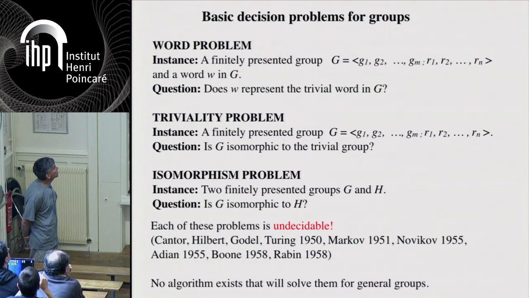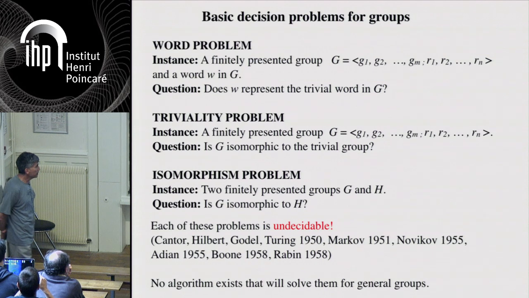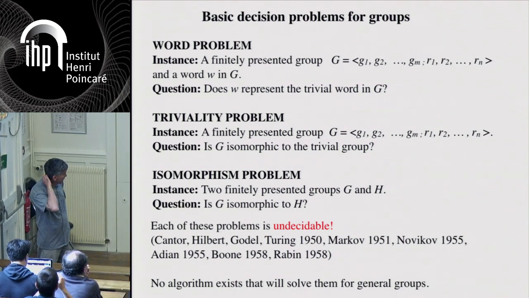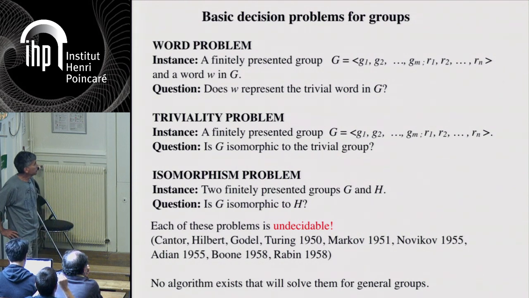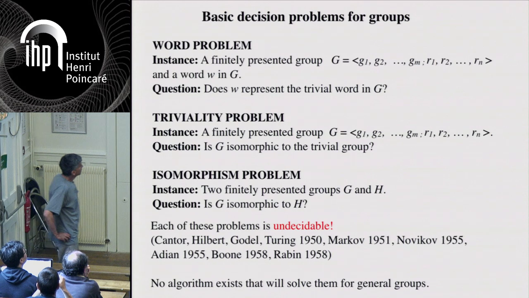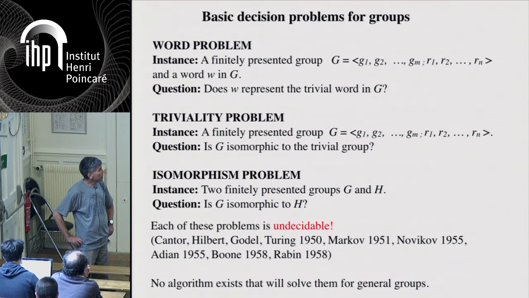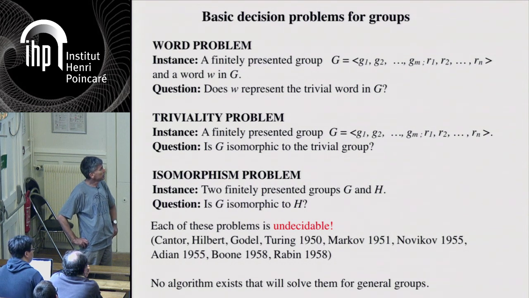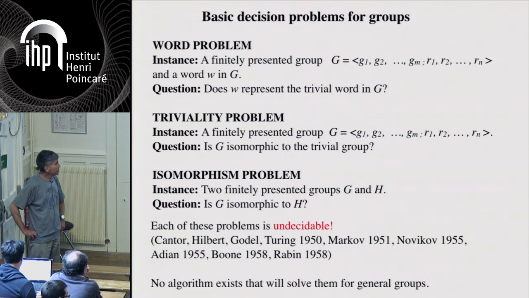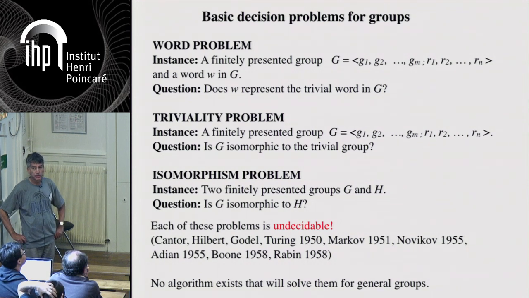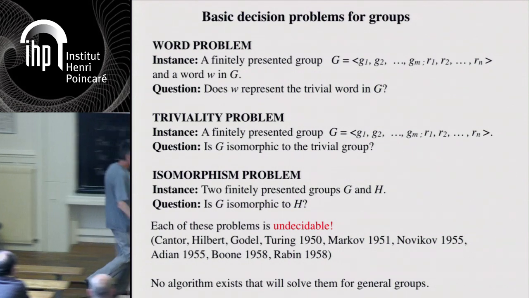The word problem was shown to be undecidable by Markov in 1951. There was some more progress by Novikov, Adyan, Boone, and Rabin, who extended these ideas to various questions about different types of groups. The one I'm going to look at in particular is the triviality problem. So in this one, you have a finitely presented group. So you have a group, and you have m generators for it, and a collection of n relations. And you ask, is this group isomorphic to the trivial group? So this is an undecidable problem.